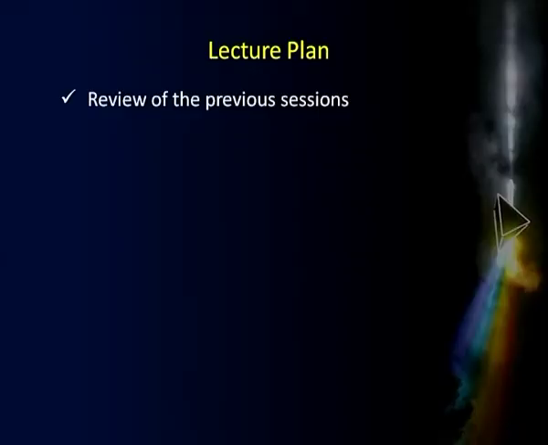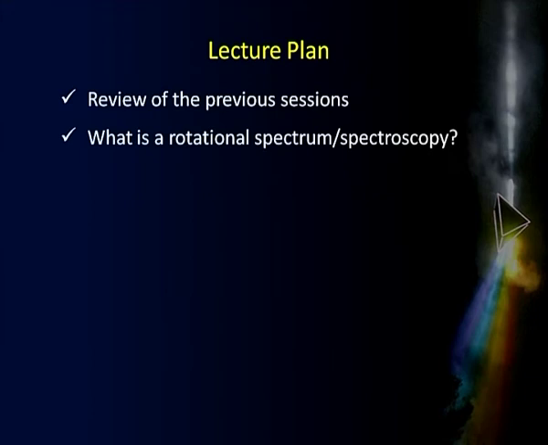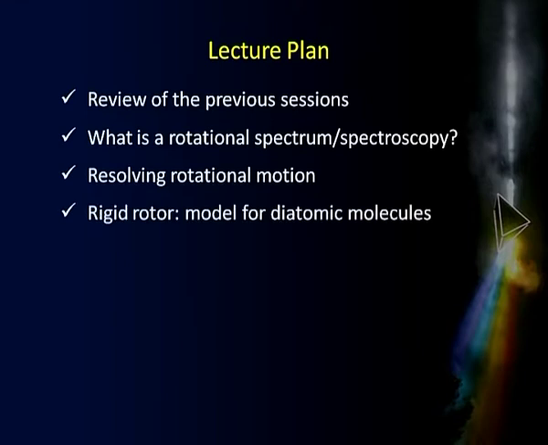And this session has been planned as follows. As we have been doing all these times, we will try to review what we have done in the previous sessions. Thereafter, we will talk about what exactly is the meaning of rotational spectrum, or what is rotational spectroscopy. Thereafter, we will see how we resolve rotational motion of a molecule. Then we come down to a rigid rotor, that is the way our diatomic molecules are modeled. We will understand what is the meaning of a rigid rotor as a model of diatomic molecules.